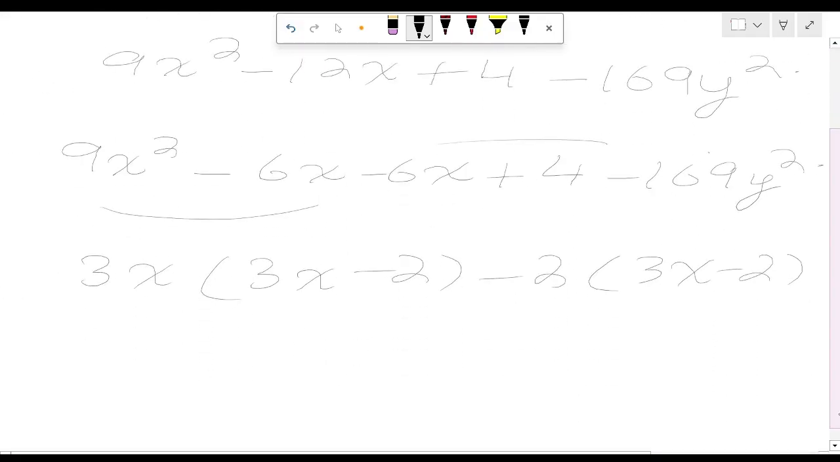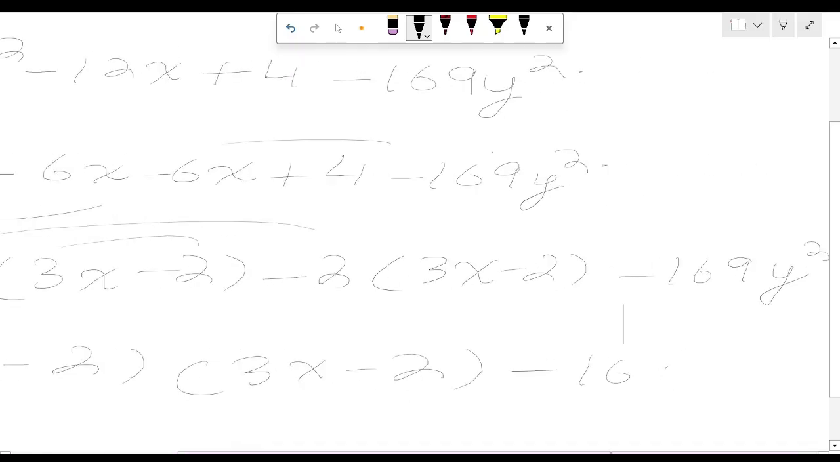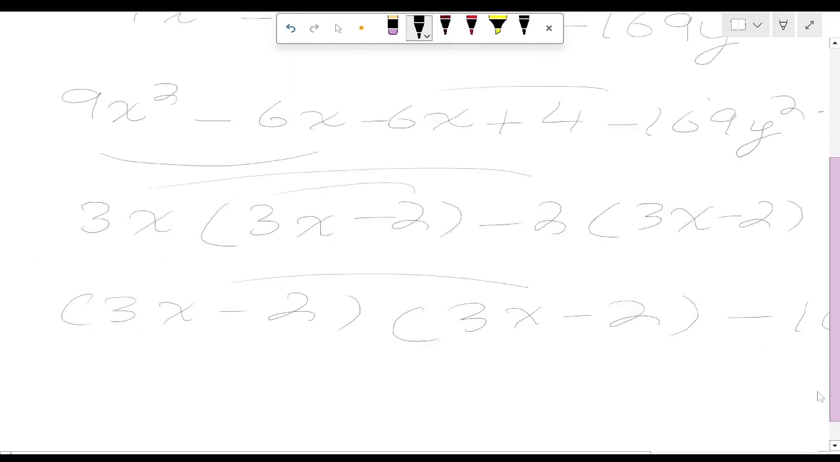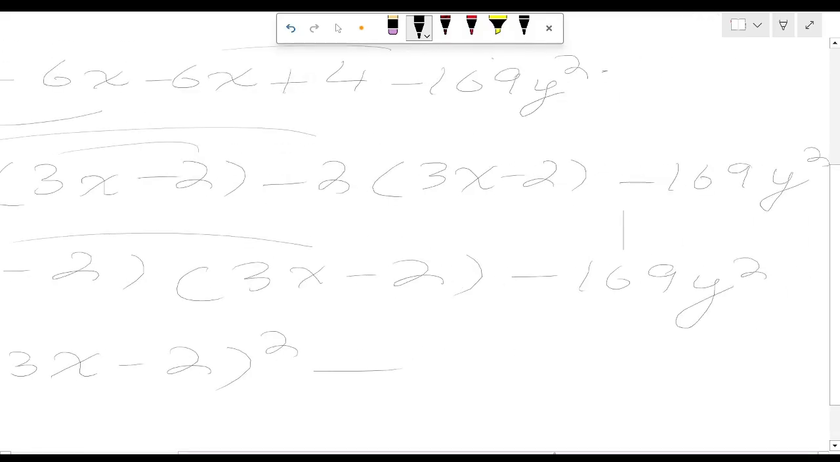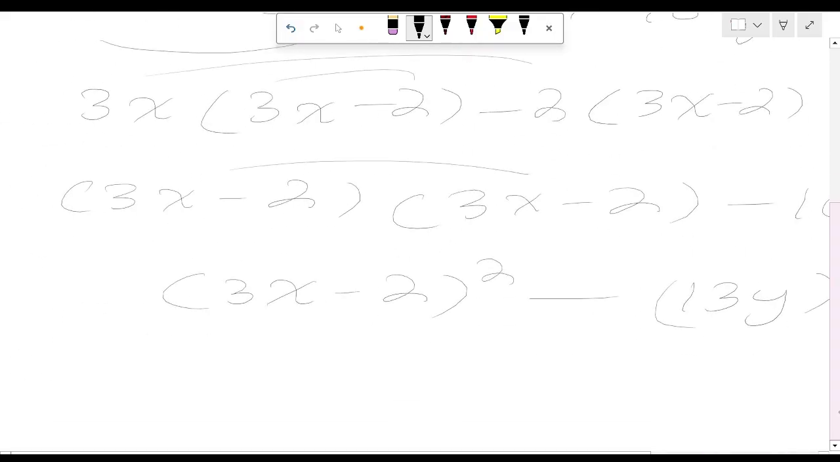Okay, then we can simplify it much further. Here we have (3x − 2) as the first term, and then we have (3x − 2) as the second. And then we can just write negative 169y² as it is. So both of these are the same, so we can write (3x − 2) whole square. And then instead of 169y², we can write (13y) whole square. Why? Because 13 multiplied by 13 is 169.